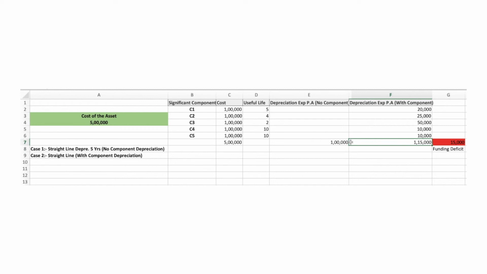However, when we see it at the broader level, the total requirement for the fund is $115,000, but what we have saved is only $100,000 for the future purchases of fixed assets. So in order to mitigate this kind of funding deficit or funding mismatch, an entity is required to apply the concept of component depreciation on an overall basis to fund their purchases of fixed assets.